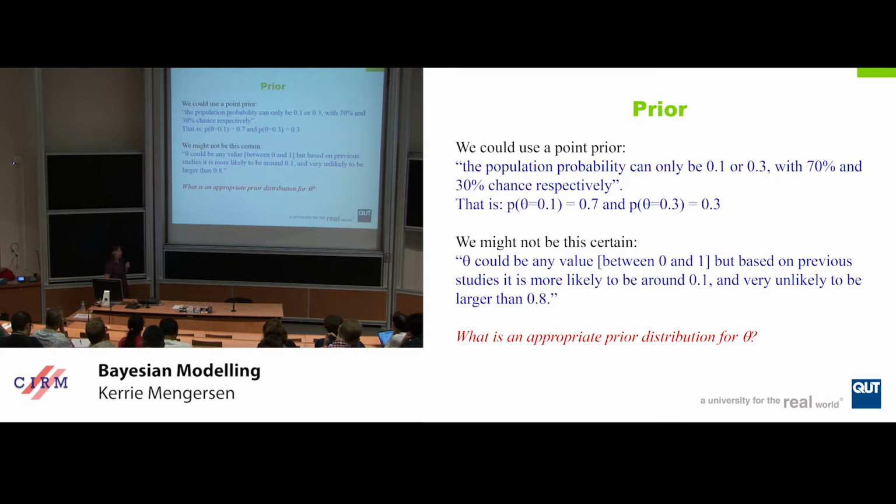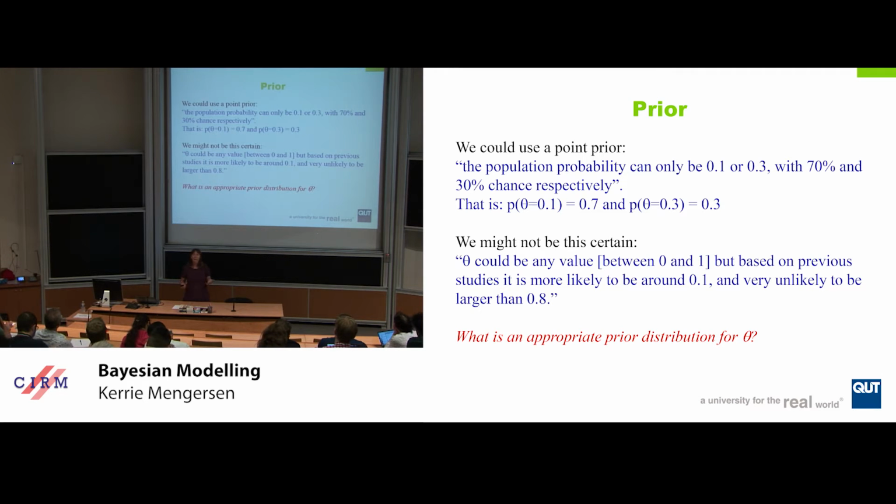So what's the prior that we could use for this? If we think about a prior, we could use a point prior. We could just say there's two options for theta. It could be 0.1 or 0.3, and there's some probability attached to either of those. Perfectly reasonable prior. We mightn't be that certain. We could say theta ranges anywhere in its range from 0 to 1, but based on previous studies, it's more likely to be around 0.1, and very unlikely to be larger than 0.8. So in a lot of the work that I do, where we're looking at eliciting expert information, that might be the kind of statement that we get.